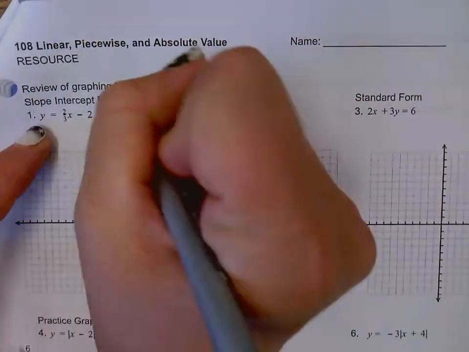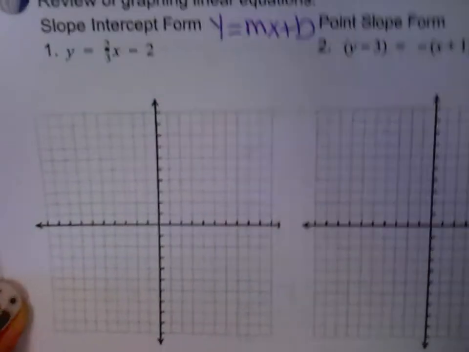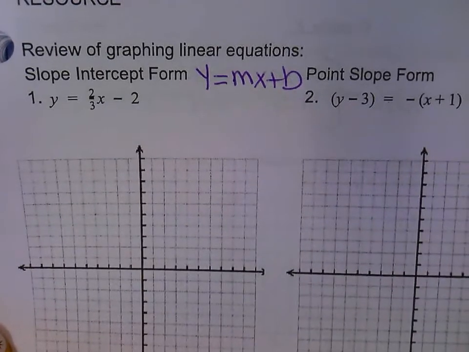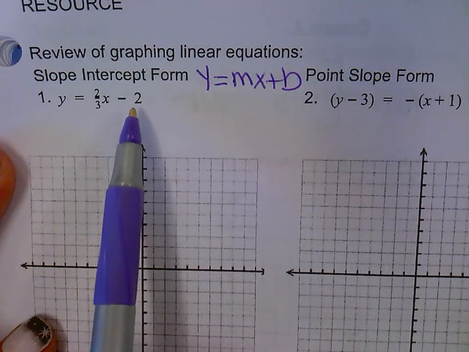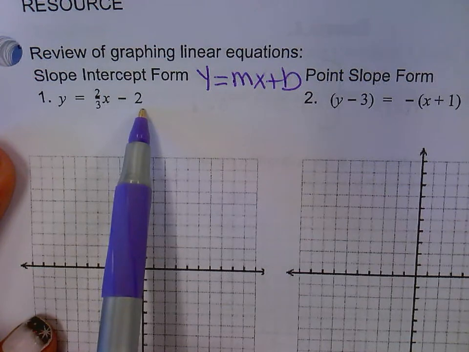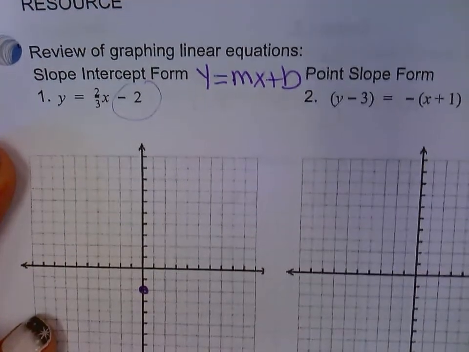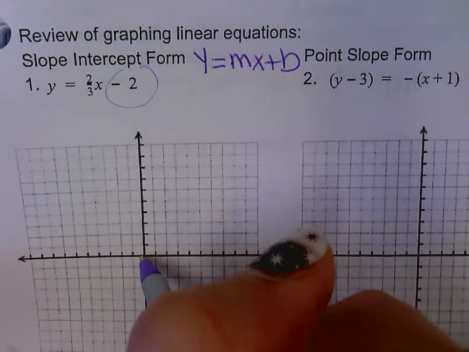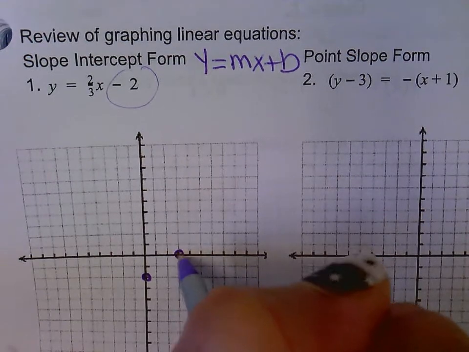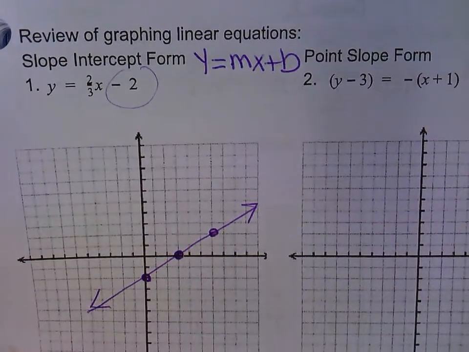So you know that y equals mx plus b is slope-intercept form. And this one is given right in that form. Your slope is 2/3 and your y-intercept is the -2. So you're going to start at -2 on the y-axis, and your slope is rise over the run. So I'm going to go up 2 over 3. And I can put a couple dots and then connect it and draw a line.